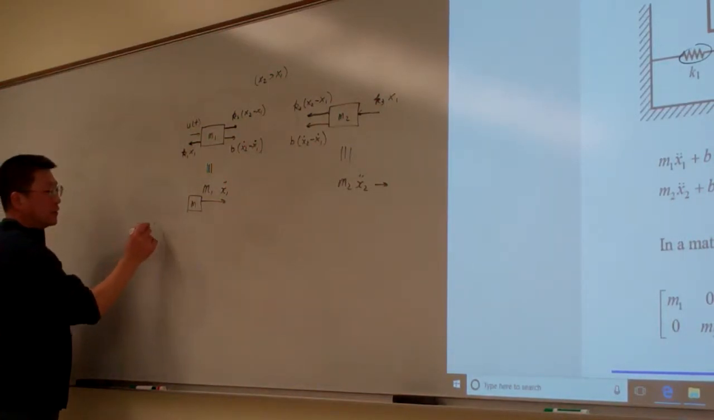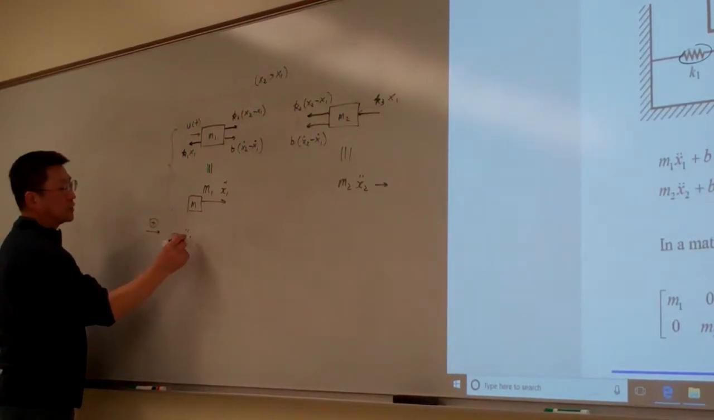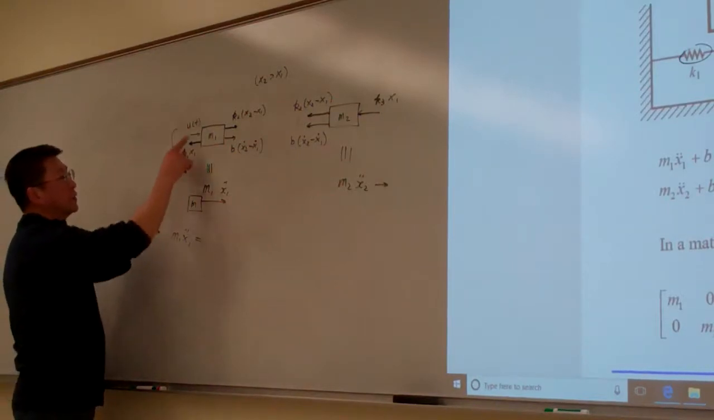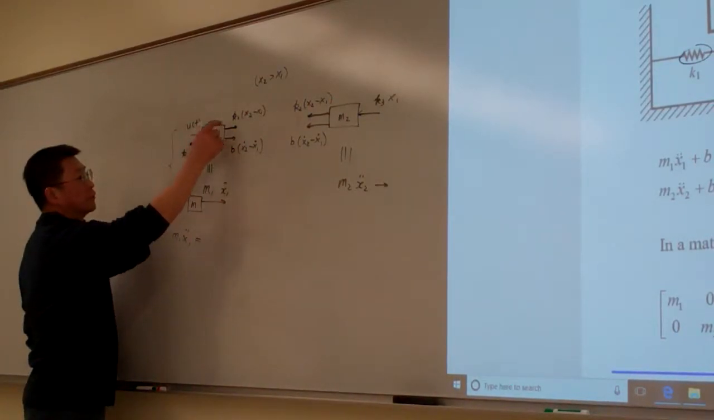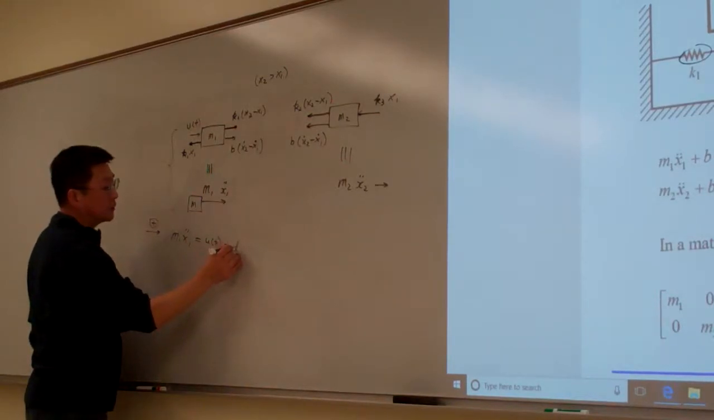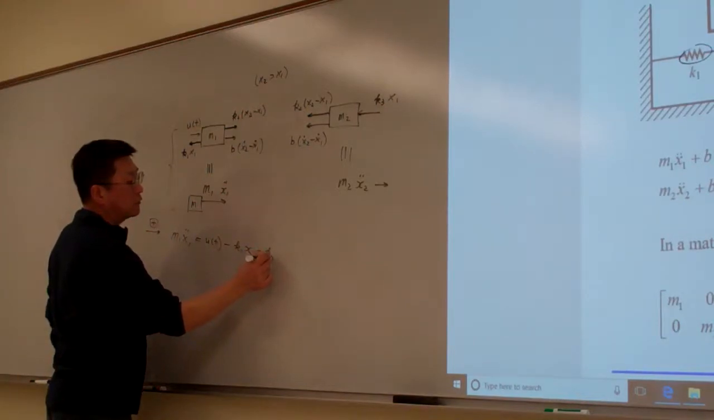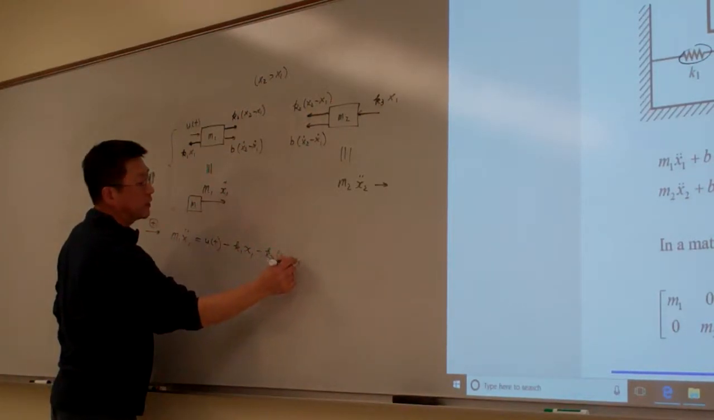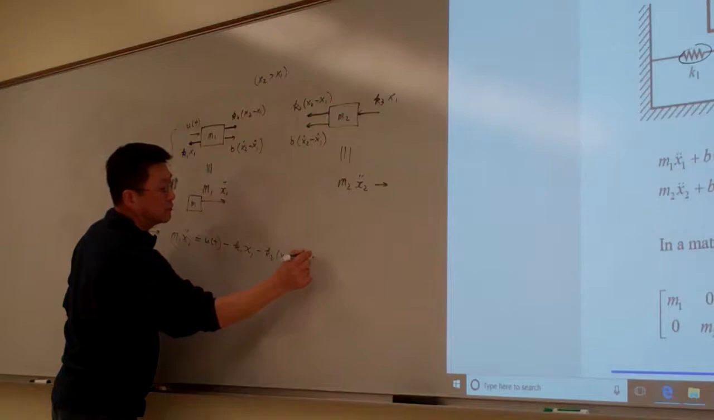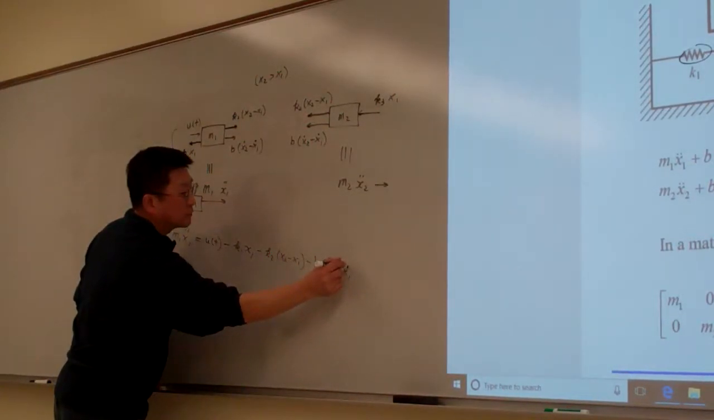So right now for this equation, if we take this as positive, then m1 x1 double dot will be equal to, we write about four terms in total. So we simply write it up: minus k1 x1, minus k2 times x2 minus x1, minus b times x2 dot minus x1 dot.